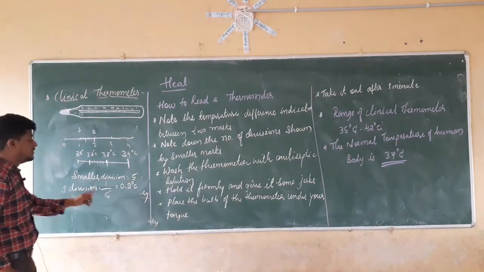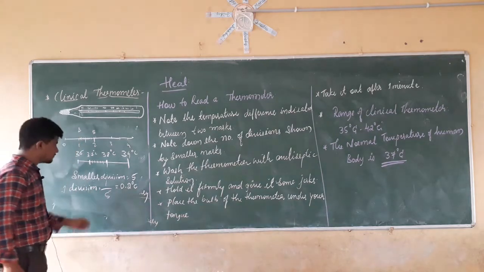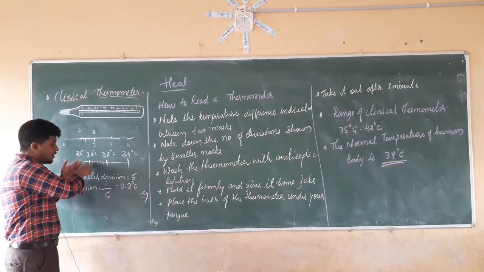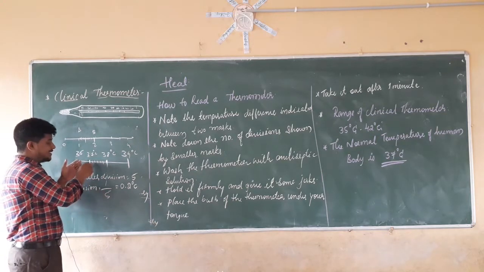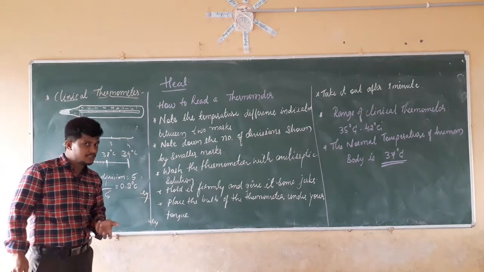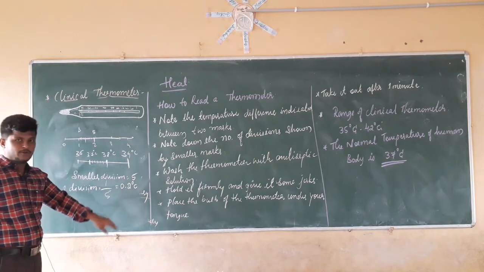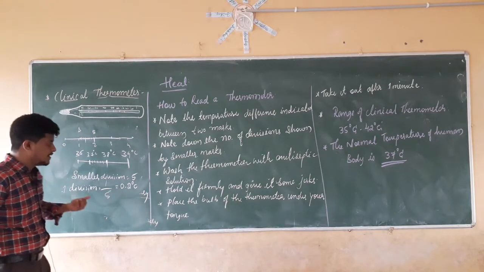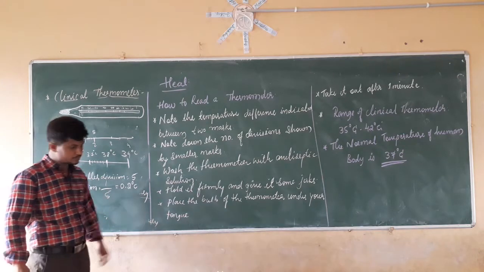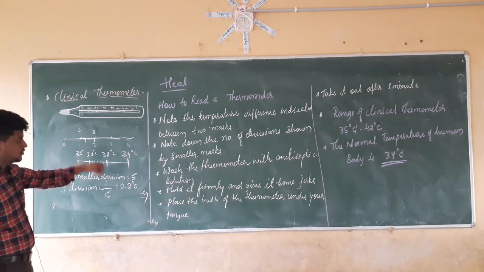That means one division is equal to 0.2 degrees Celsius, two divisions equal 0.4 degrees Celsius, and in the same manner the third division equals 0.6 degrees Celsius. One division equals 0.2 degrees Celsius, and the number of smaller divisions is 5.